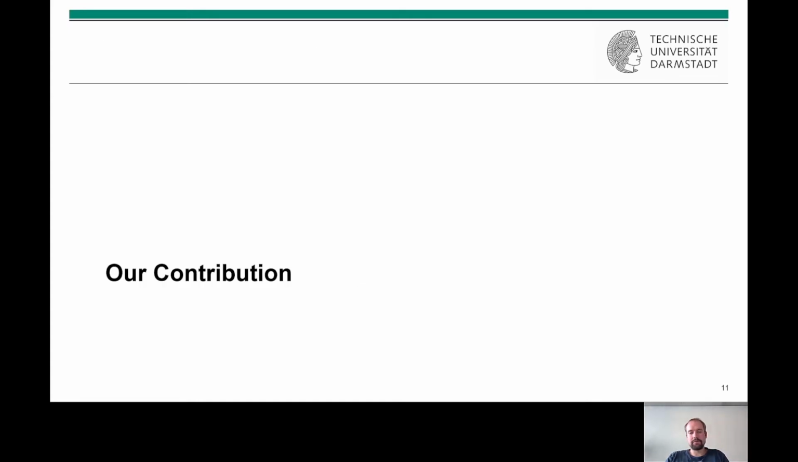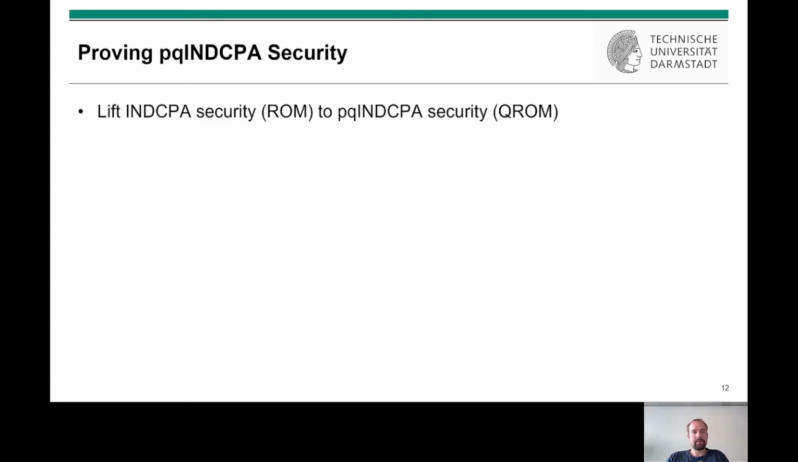Now with this we come to our main contribution. So we want to lift security from the classical to the post-quantum setting. More precisely, we want to lift IND-CPA security proofs, which are conducted in the random oracle model, to post-quantum IND-CPA security conducted in the quantum random oracle model. Now when we look at the classical proofs in the random oracle model, they all have a very similar structure.